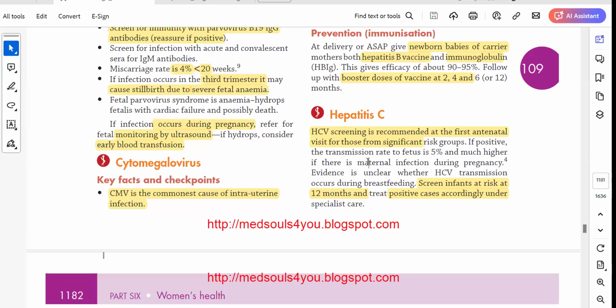In JAM, it's written 12 months, but in some other guidelines in Australia, they have written 18 months. So both are correct. Whatever comes in the exam, you can go with that. If both 12 and 18 months are in the options, we would go for 18 months because that's more commonly done. So if the mother is a carrier of hepatitis C virus, then the infant needs to be screened at 12 months or 18 months to see if the infant is also infected. Okay.